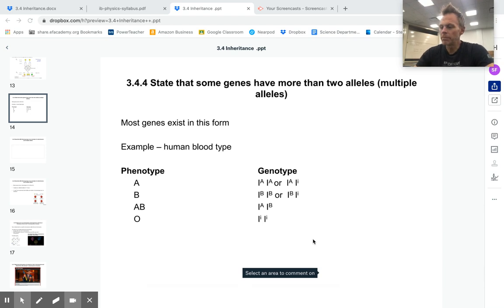Hello, we're moving on to blood type. So we're going to talk about the inheritance of blood type, and there's two assessment statements here. This first one I want to go through just real quick. So 3.44 says, state that some genes have more than two alleles.